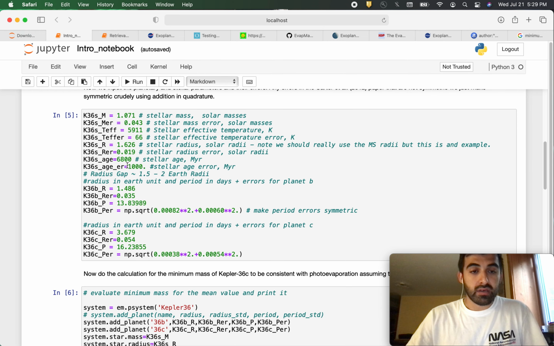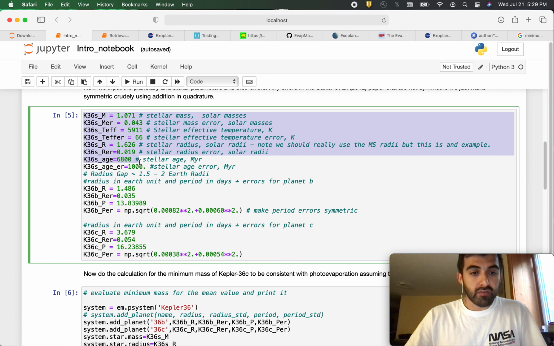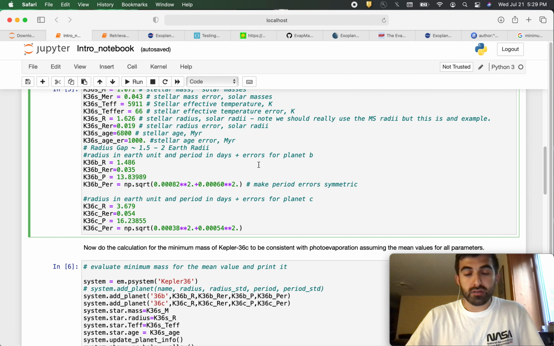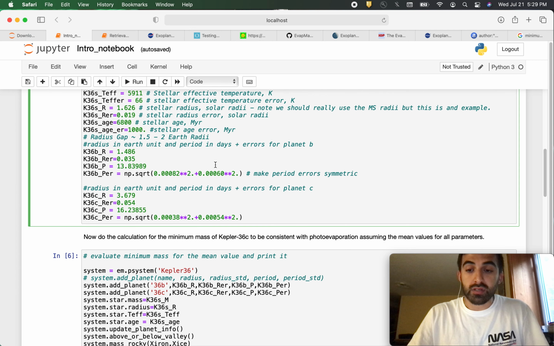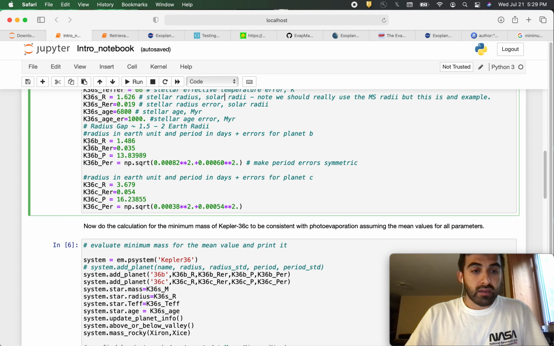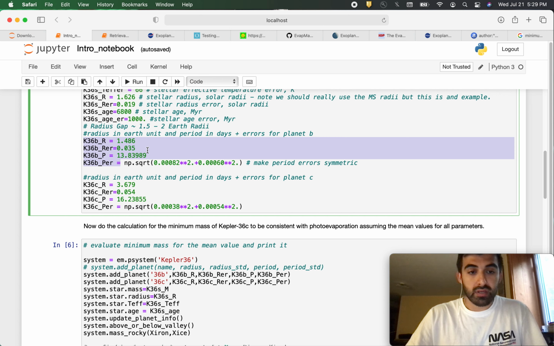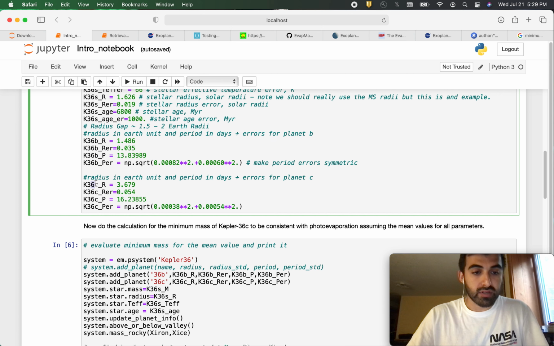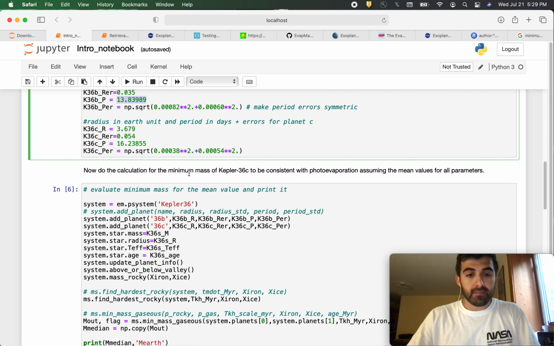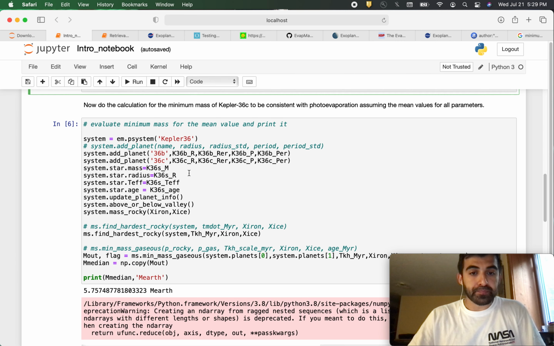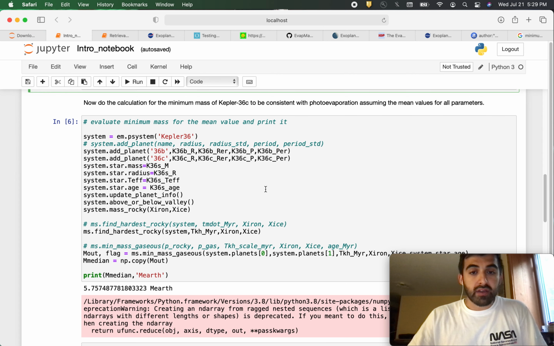Next thing we're going to do is feed it stellar and planetary parameters. Here we are feeding it all of the stellar parameters, everything from mass, effective temperature, radius, and even the age of the star, because this is actually important because we're talking about planetary evolution. And here we are going to give it the parameters for Kepler-36b, the smaller of the two and the closer to its star planet, and Kepler-36c, the bigger of the two and also a little further away, as you can see here. Now that we have given it all of its parameters, let's find out what the minimum mass of Kepler-36c needs to be consistent with the photoevaporation model.